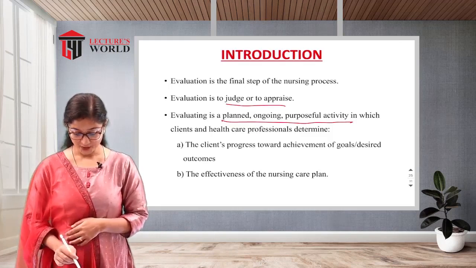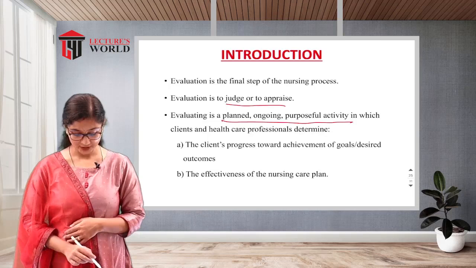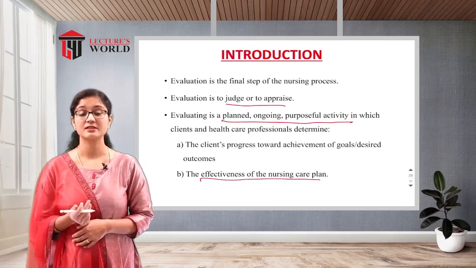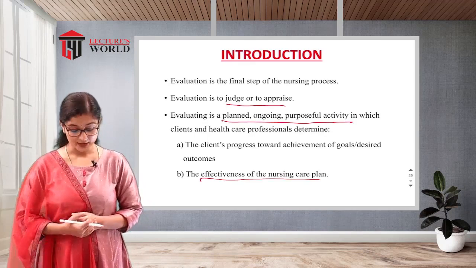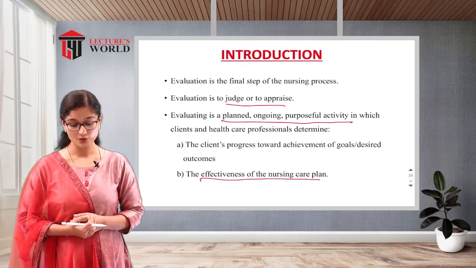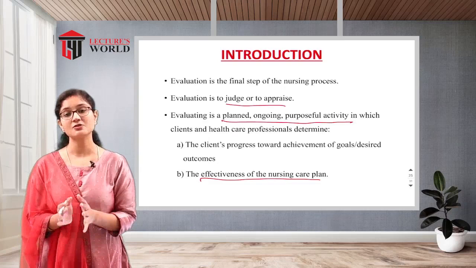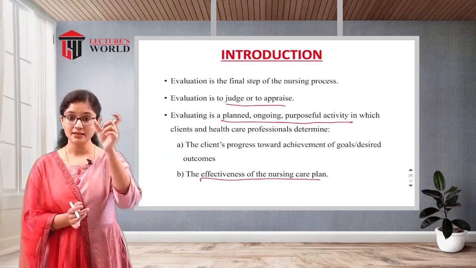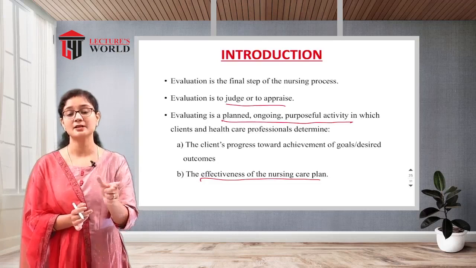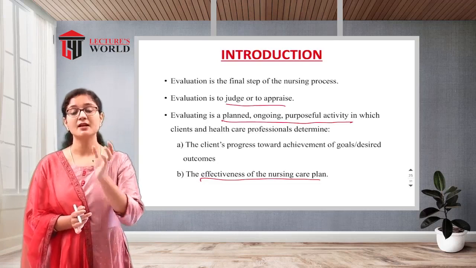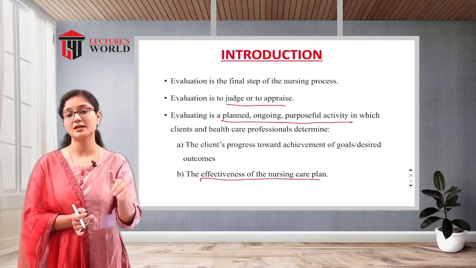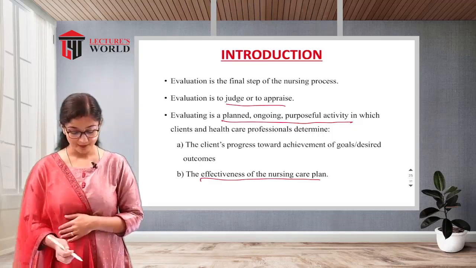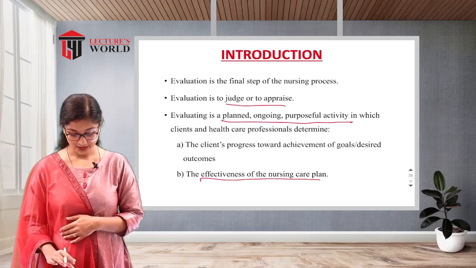So the client's progress towards achievement of goal and desired outcome, the effectiveness, is very important. Was the nursing care plan which I had planned really effective or not? Evaluation is always planned on the basis of the goal and the desired outcome. I will look at what parameters I have written in the desired outcome, and then I evaluate whether I was able to achieve it or not. Hope you understood the introduction.